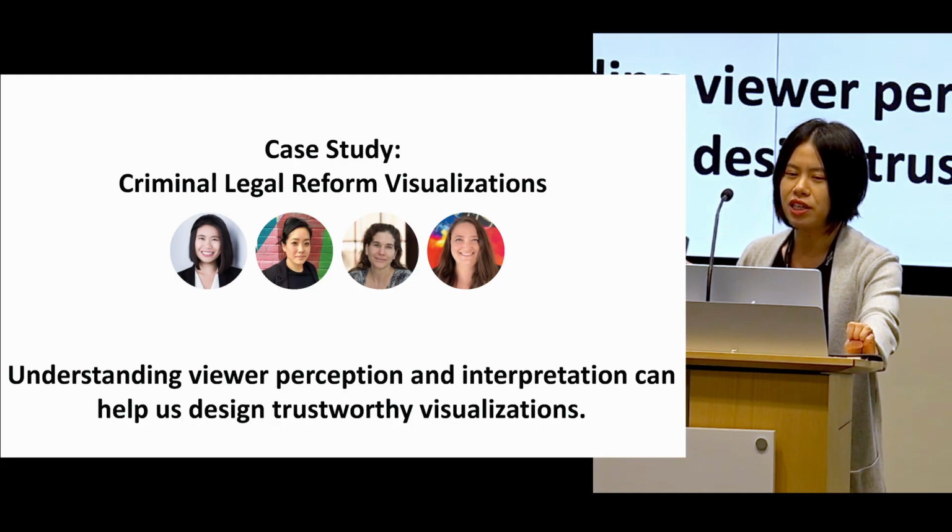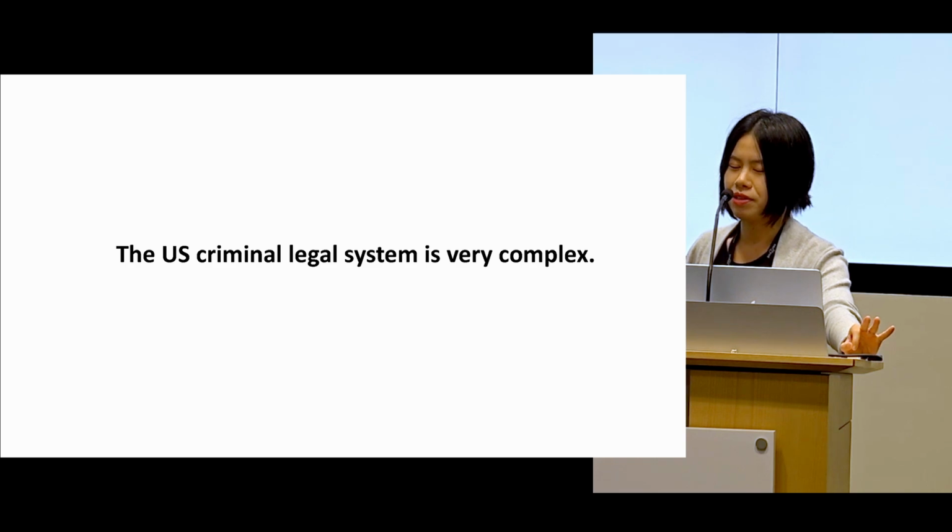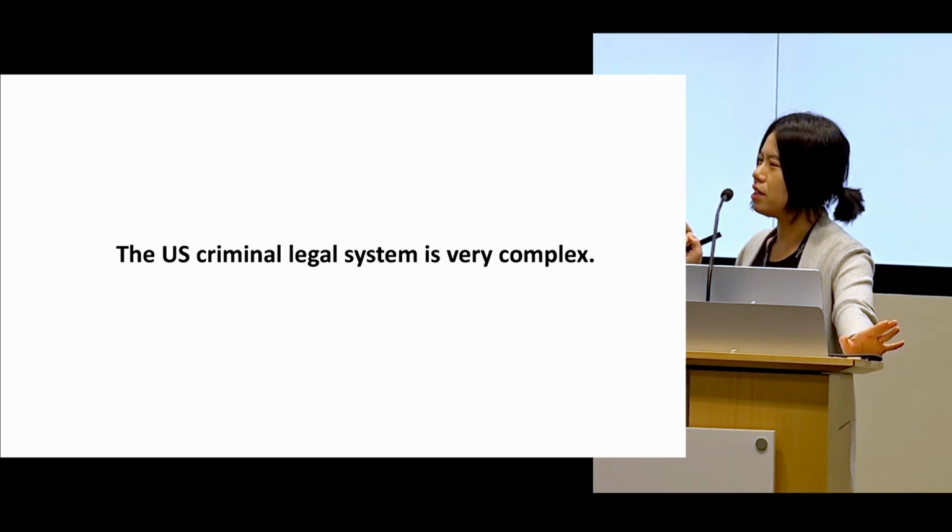Before that, I want to give you some really quick background, because the US criminal legal system is very complex. And legal professionals like prosecutors or analysts from the district attorney's offices have to make a lot of decisions every day. But the complexity and the scope of these decisions are not always communicated to the general public.